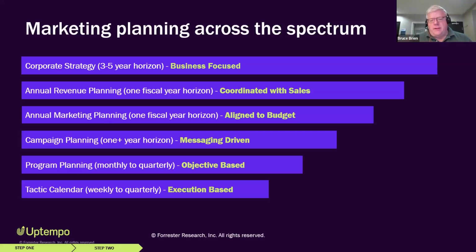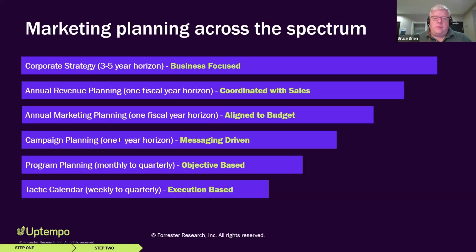From there, we begin to cascade down into the tactical side of planning. And that's where we get into campaign planning, which is typically messaging driven, in that within my annual marketing plan, I'm going to have a series of campaigns or themes or messages that I want to drive through. This is typically defining the purpose behind the plan. So we get those campaign plans in place.